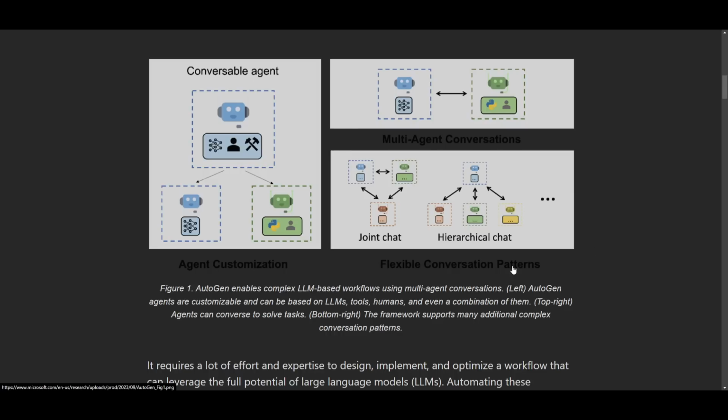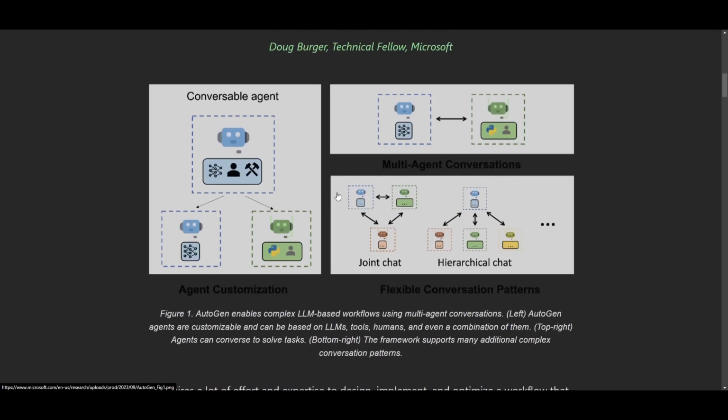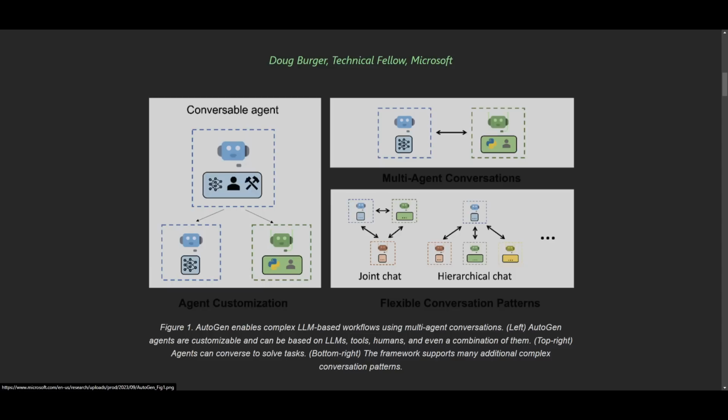You then have the flexible conversation pattern, and this is where it emphasizes the support for many additional complex conversation patterns. You have the joint chat as well as the hierarchy chat, and this is basically the flexibility that is essential for managing these different types of large language model based workflows, accommodating various conversation structures as well as the interactions that meet your specific workflow requirements. And this showcases how AutoGen empowers users to design as well as orchestrate these interactive workflows involving multi-agent conversations, which gives you so much more customization as well as adaptability. Now let's get to the next step of the video, where I'll showcase how you can install this.